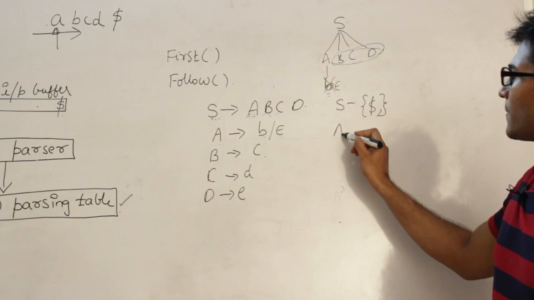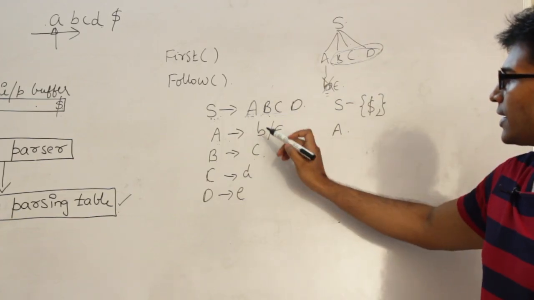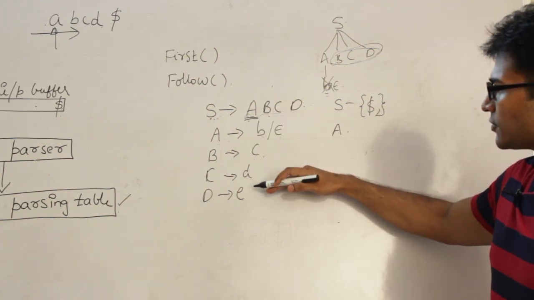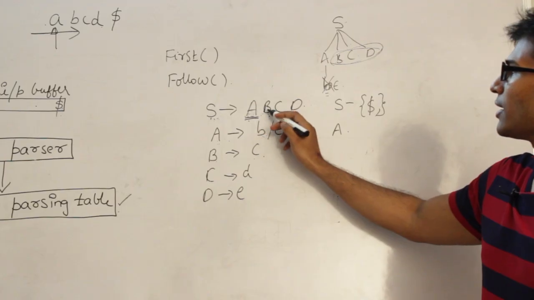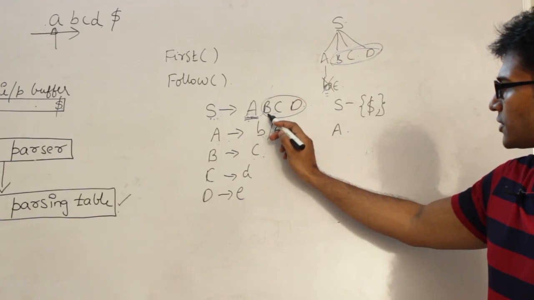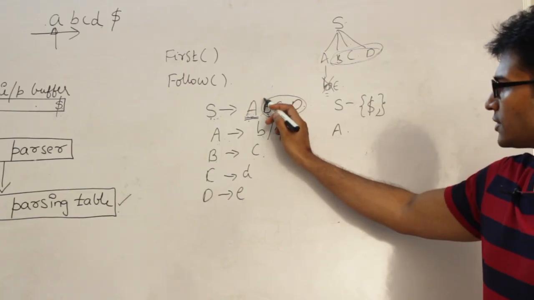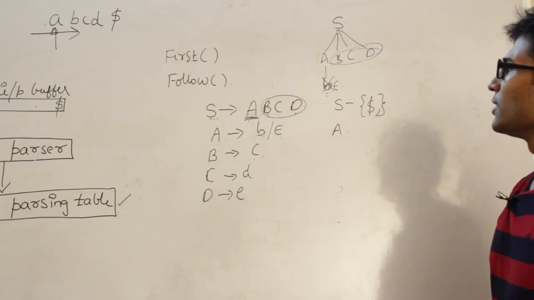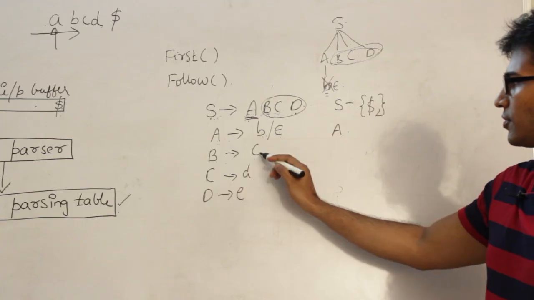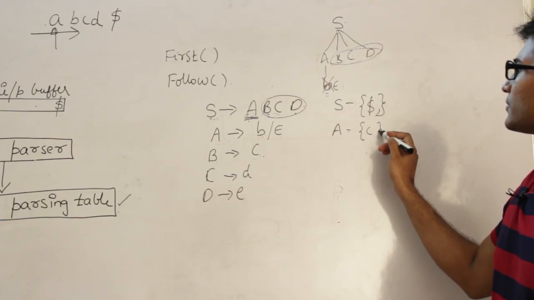What is follow of a? See, wherever a is in the right hand side, a is here. Therefore there is a chance that when you are deriving a string, you are going to get a here and then followed by b, c, d. Therefore follow of a is nothing but first of b, c, d. Whatever b, c, d derives, whatever is in the beginning is going to follow a. So what is first of b, c, d? It is nothing but first of b. What is first of b? First of b is c. Therefore follow of a is c.